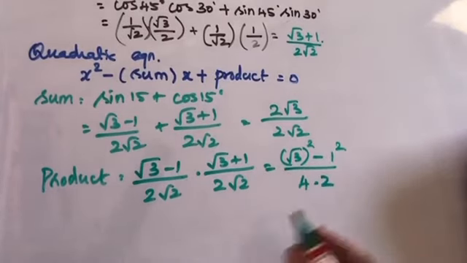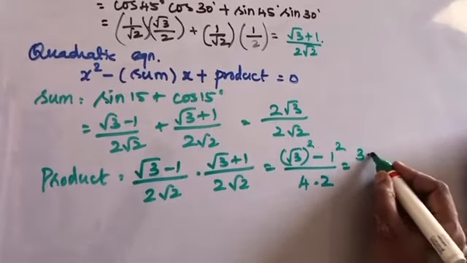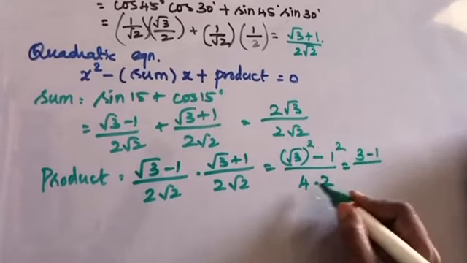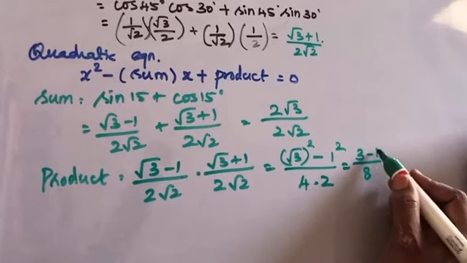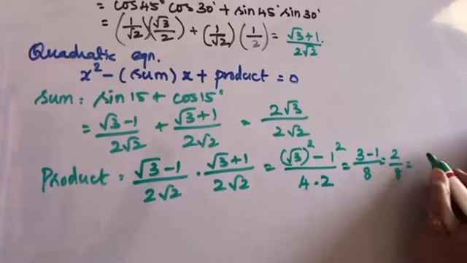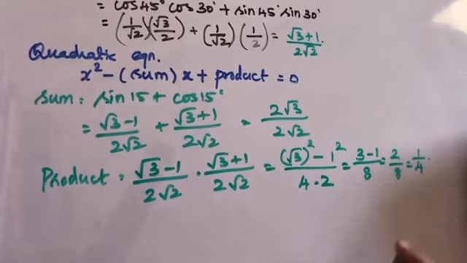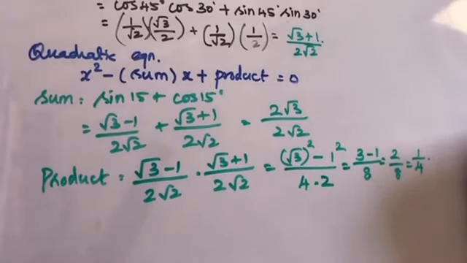What is root 3 square? Root 3 square is 3. What is 1 square? Minus 1. 4 into 2 it is 8. So 3 minus 1 it is 2, 2 by 8. 2 by 8 or I can write it as 1 by 4. That is the product. Now we can substitute this in the quadratic equation.